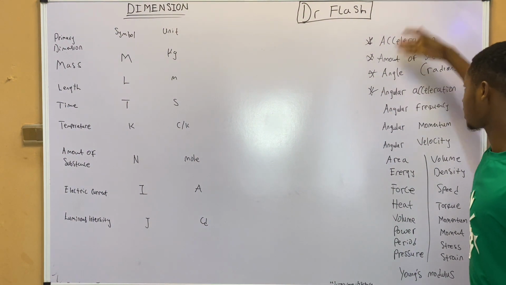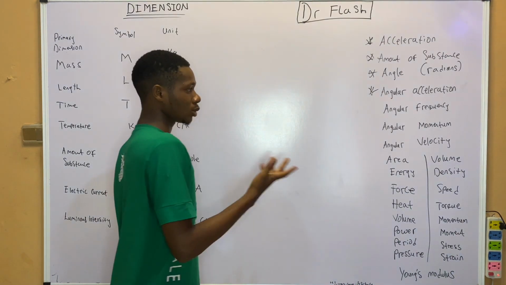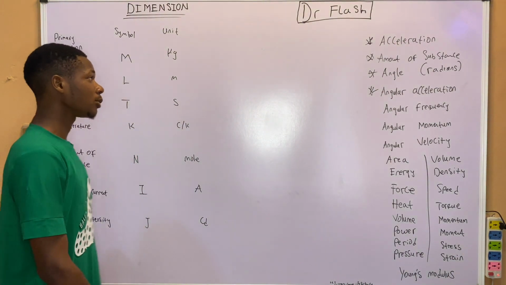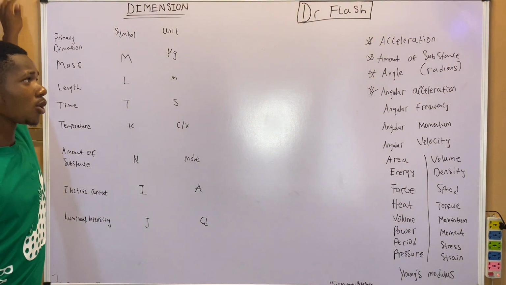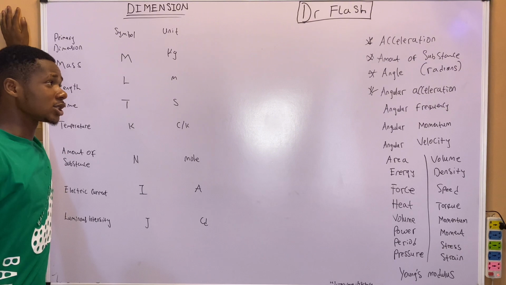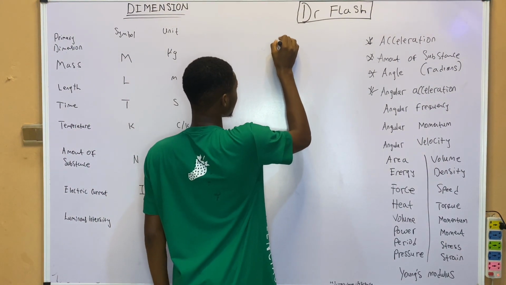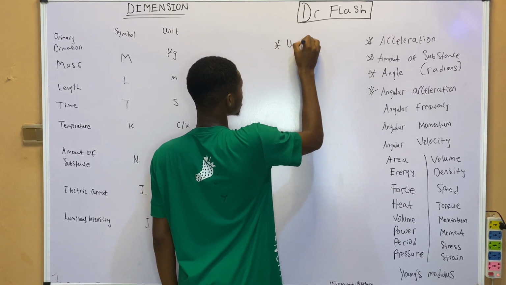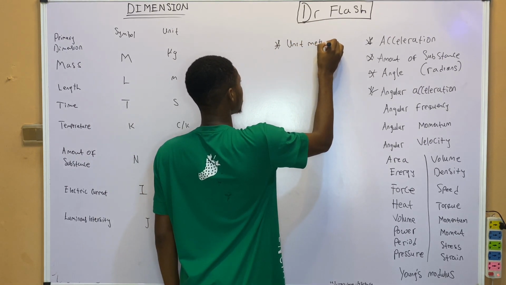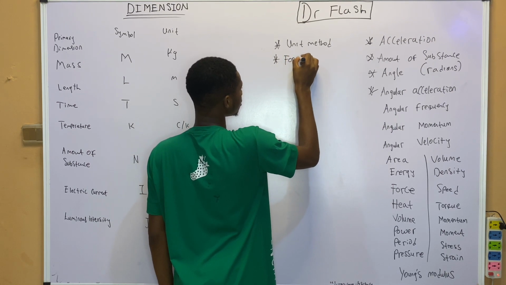The first one is acceleration, then amount of substance. We have angle, angular acceleration, and the like. You can see all of them on the board. But first of all, we need to talk about the methods of getting the dimension of these quantities. Basically, there are two methods of doing that. The first one is by using the unit method, and the second one is by using the formula method.